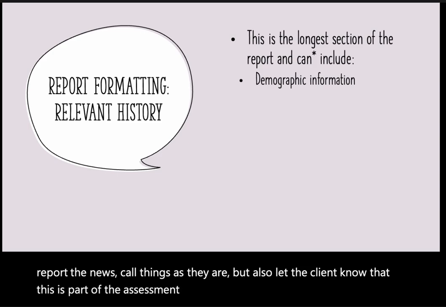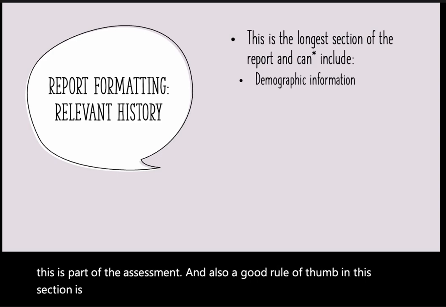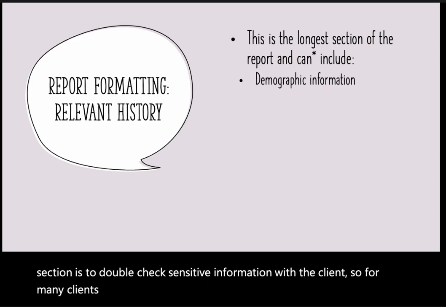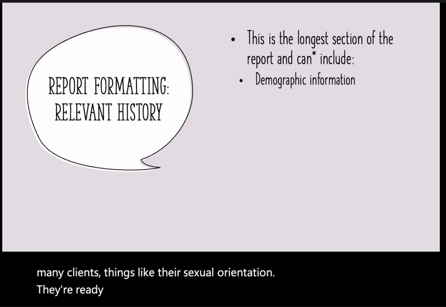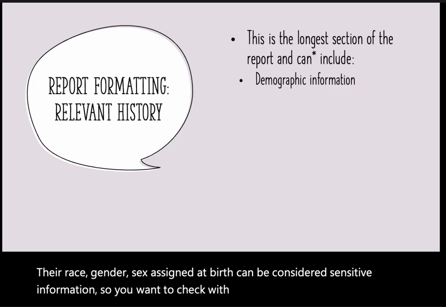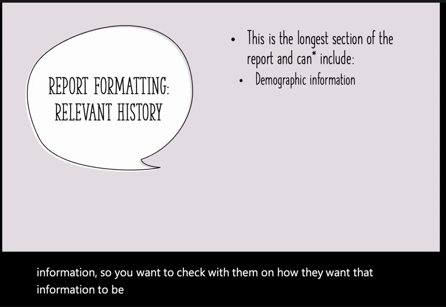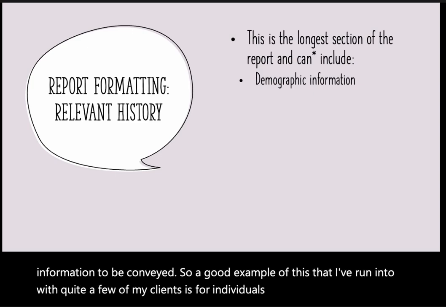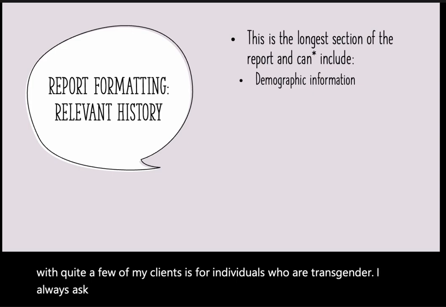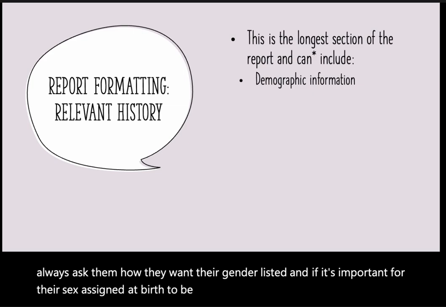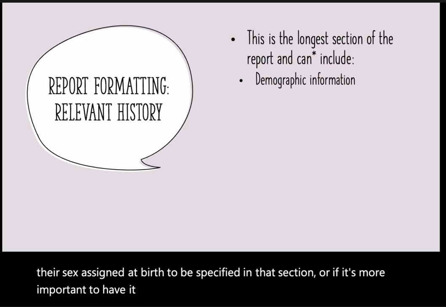And also, a good rule of thumb in this section is to double check sensitive information with the client. So for many clients, things like their sexual orientation, their race, gender, sex assigned at birth can be considered sensitive information. So you want to check with them on how they want that information to be conveyed. So a good example of this that I've run into with quite a few of my clients is for individuals who are transgender. I always ask them how they want their gender listed and if it's important for their sex assigned at birth to be specified in that section, or if it's more important to have it listed in another section of the assessment report.